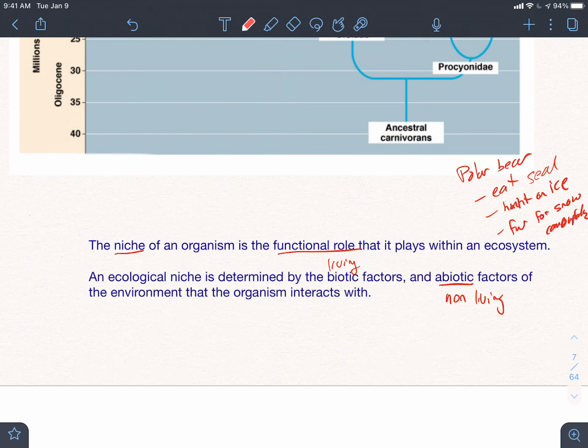So now human beings, we have a very unique niche. We make a lot of our own food. We can control a lot of our own environment. So that's why we don't have a lot of competition except for other humans.